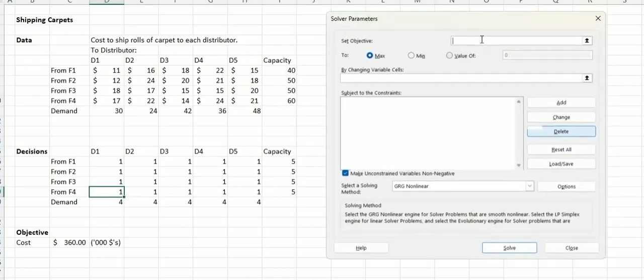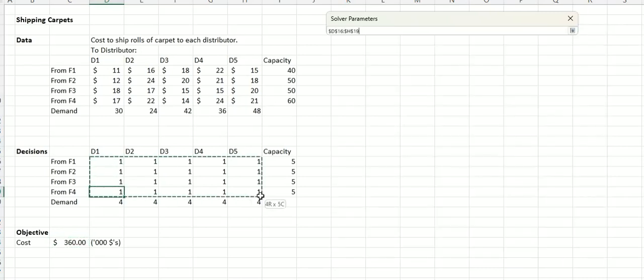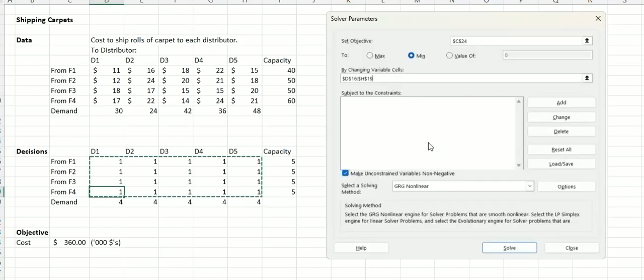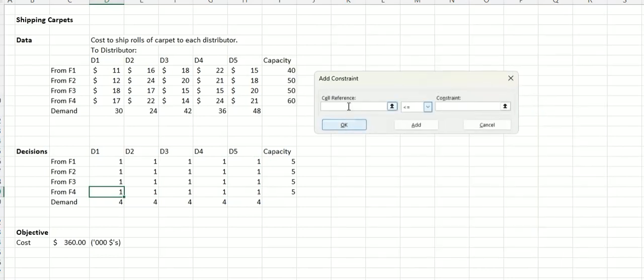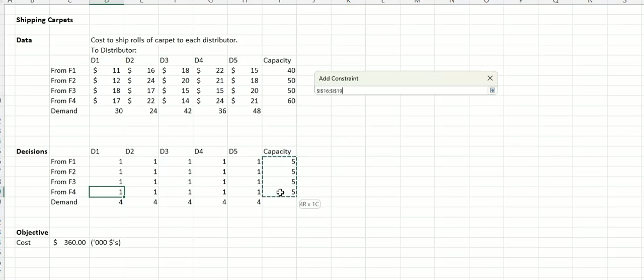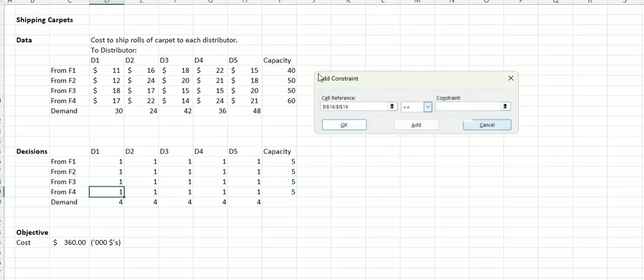So in Solver, we know that we are trying to take the cost, minimize it by changing the variables in all of these decision cells: how many are we going to ship from and to each location? And we have a few constraints. We know that our shipped capacity must be less than or equal to our stipulated maximum capacity. We know that our shipped demand should be greater than or equal to our requested demand from each distributor. And we're going to add one more here.